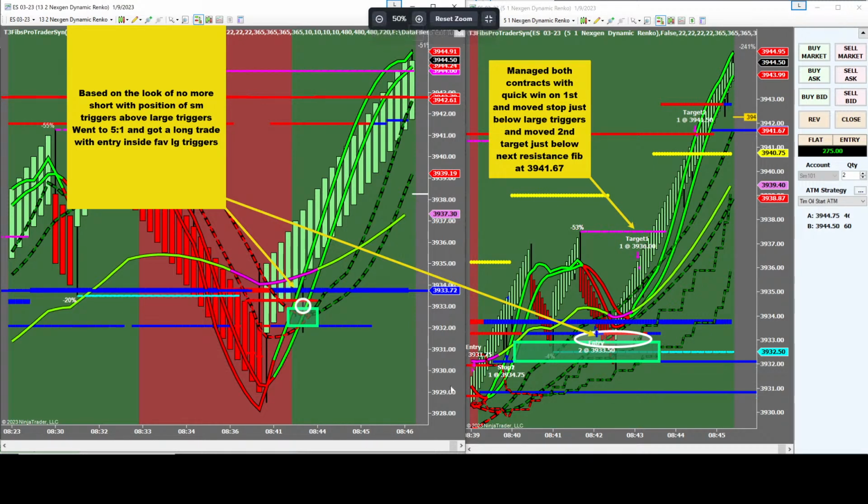All right. So Tim, you had a short. They got you. Based on the look of no more short small triggers above the large triggers, you went to the 5-1 chart and got a long trade. Okay. So quick, easy first target, first fib, second target. Obviously, they kept going. Nice job there.